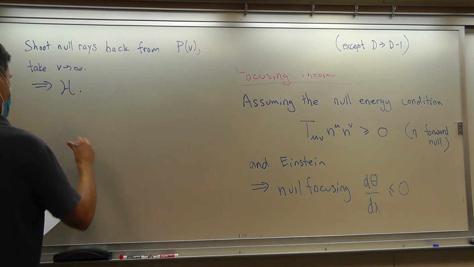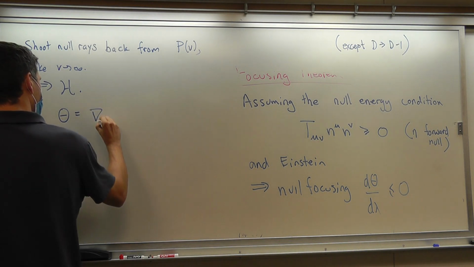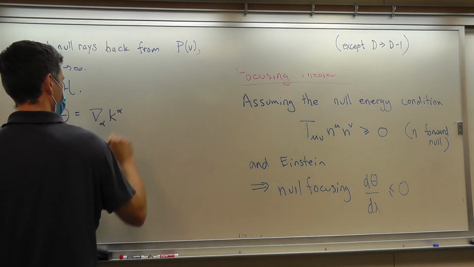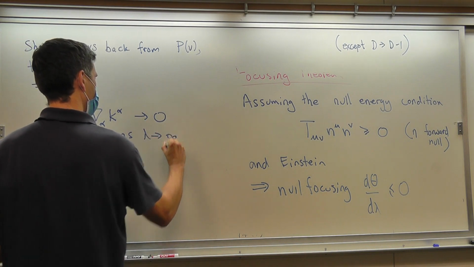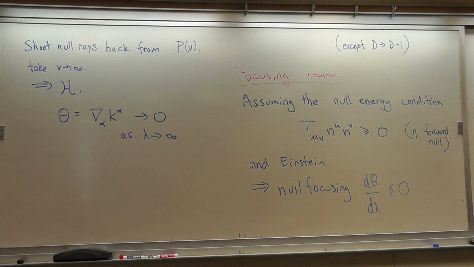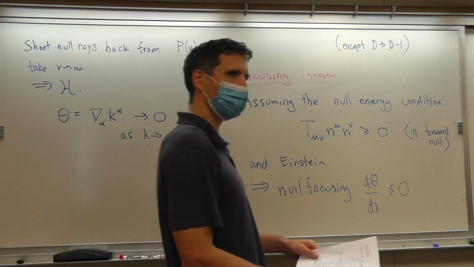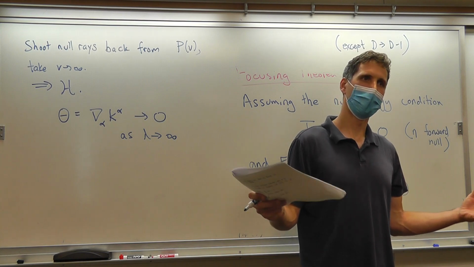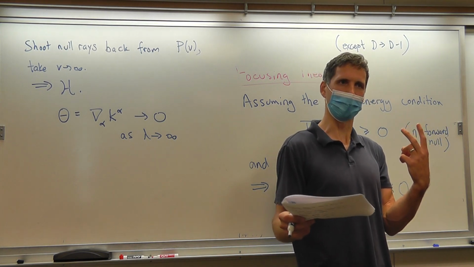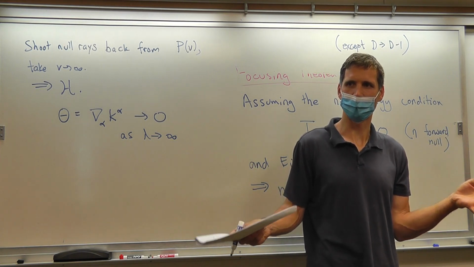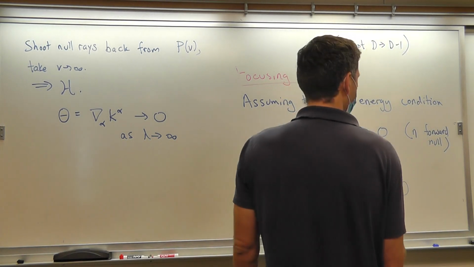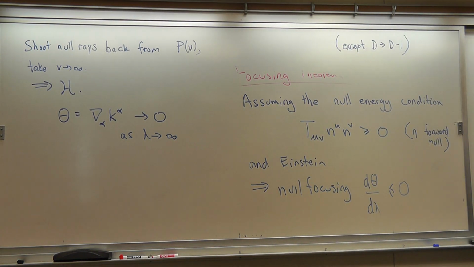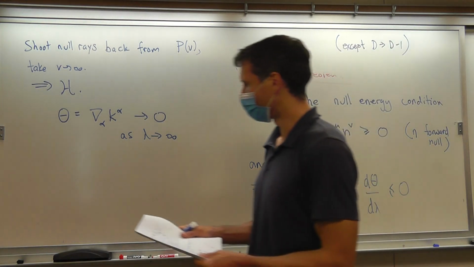Now that we've got everything set up, let's look at the congruence. Theta, the expansion, is the divergence of k. Now by construction, this goes to 0 as lambda goes to infinity. Because if you imagine sitting on a patch of that very big sphere, then 2 nearby geodesics are basically going to seem flat to you. That sphere is going to seem flat. So there will be a tiny positive theta if you're sitting far out on the sphere. Okay, so the expansion goes to 0.